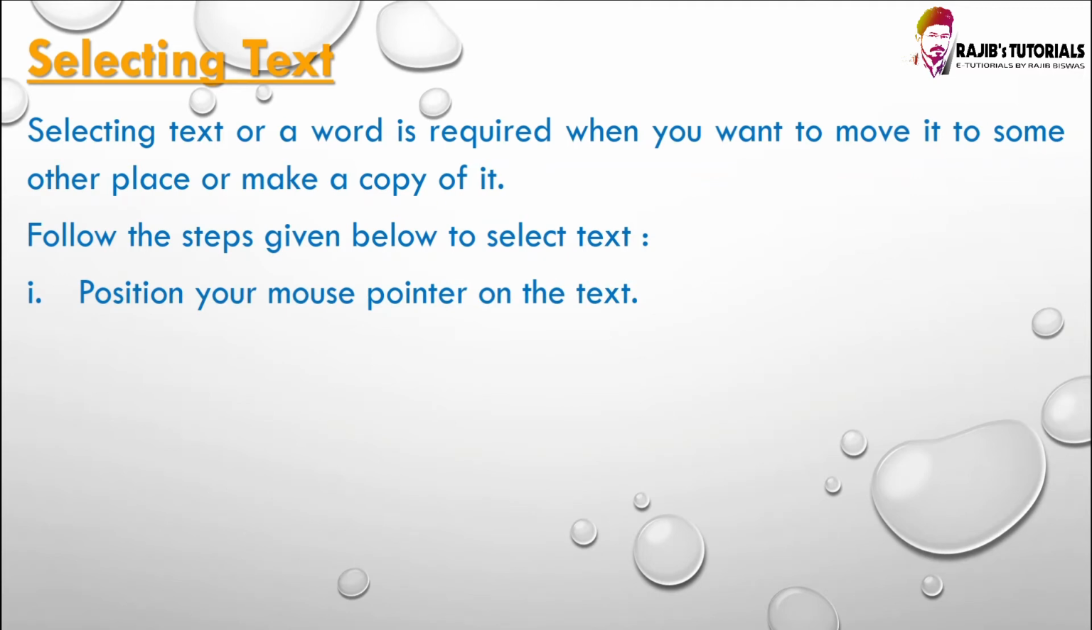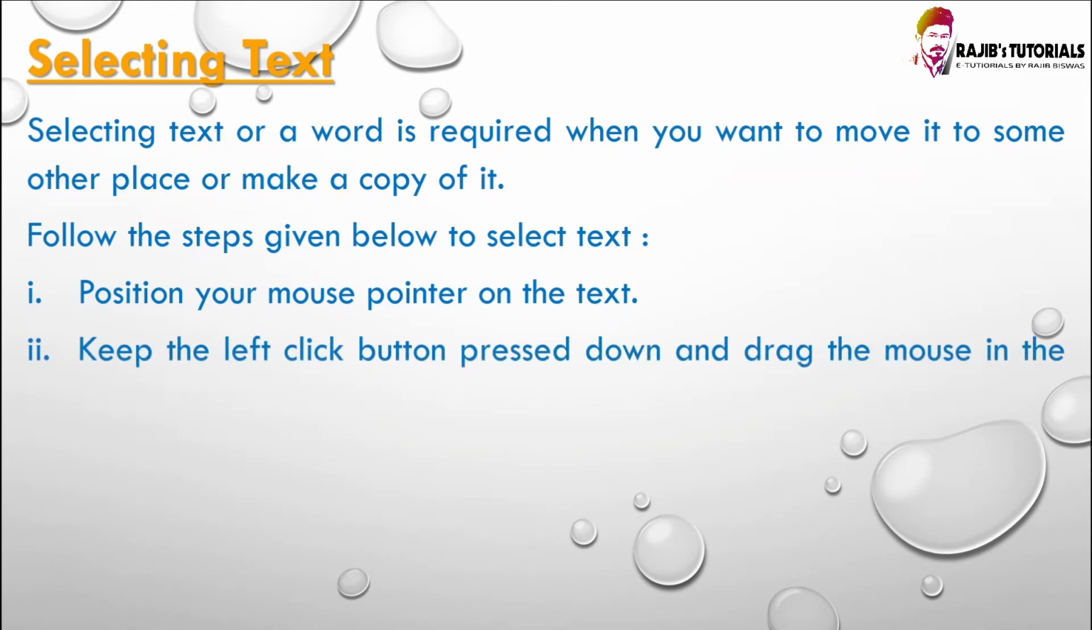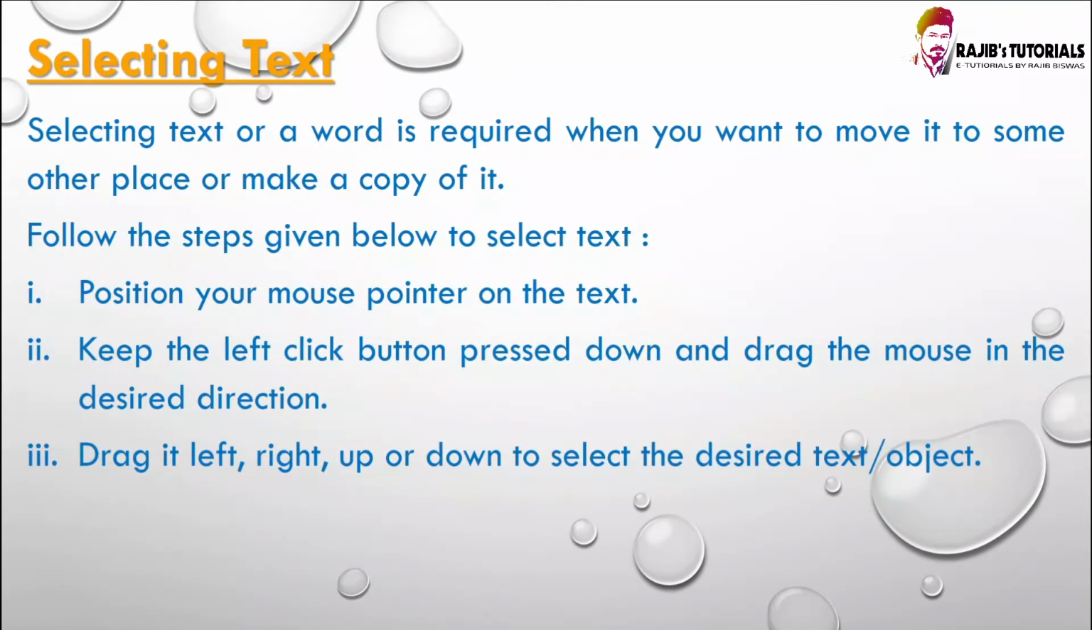First, position your mouse pointer on the text. Next, keep the left click button pressed down and drag the mouse in the desired direction. Now, drag it left, right, up or down to select the desired text or object. When the text is selected, you will see it highlighted with a blue band as shown.